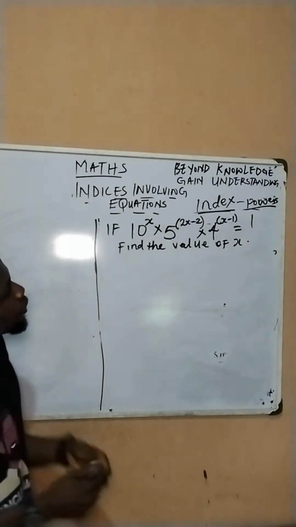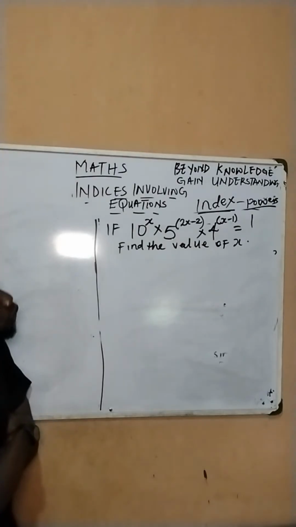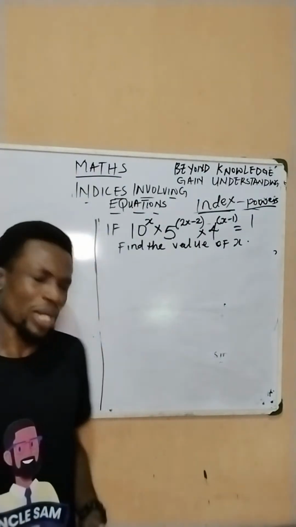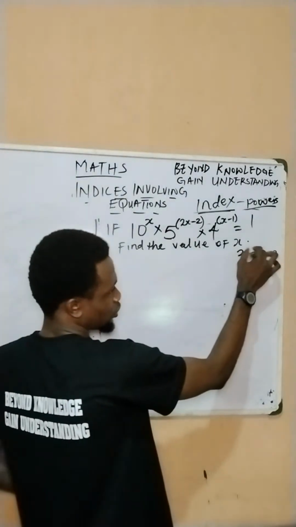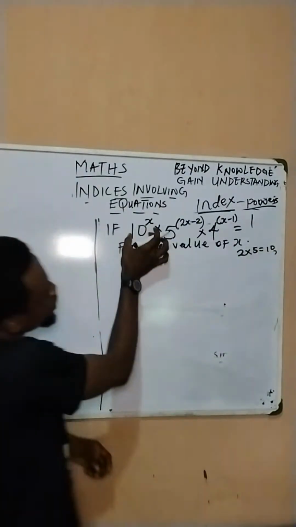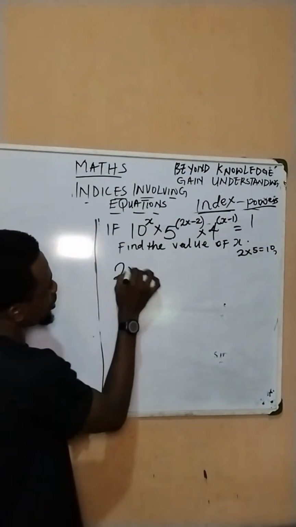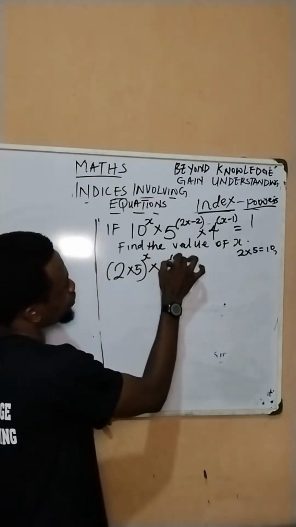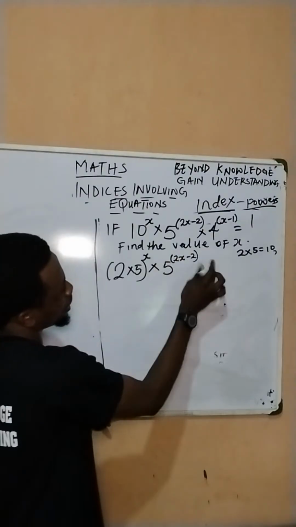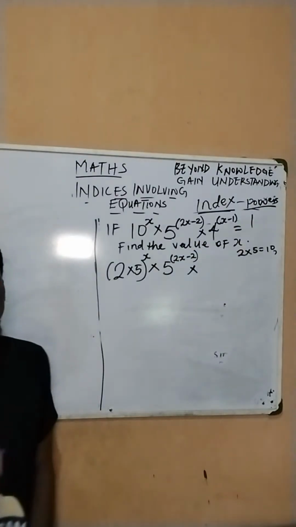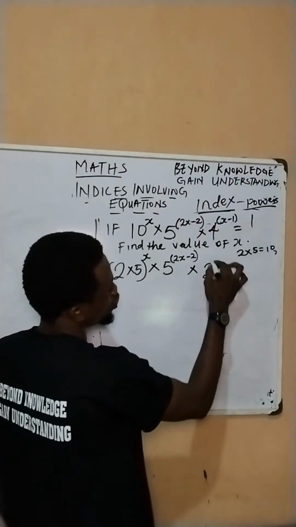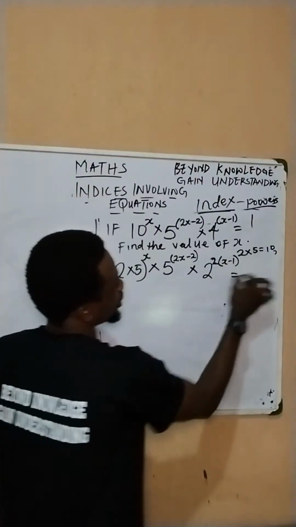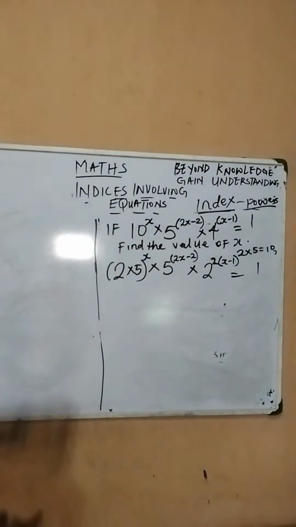So what do we do here? Well, what can we do? We can start by doing something to this 10. We can reduce 10. I know that 2 times 5 will give us 10. So I can reduce this 10 to be 2 times 5 raised to the power of x, multiplied by 5 raised to the power of 2x minus 2, then multiplied by this 4, which can be reduced to 2 squared, then open a bracket and put your original power, which is x minus 1. This is what we have here.